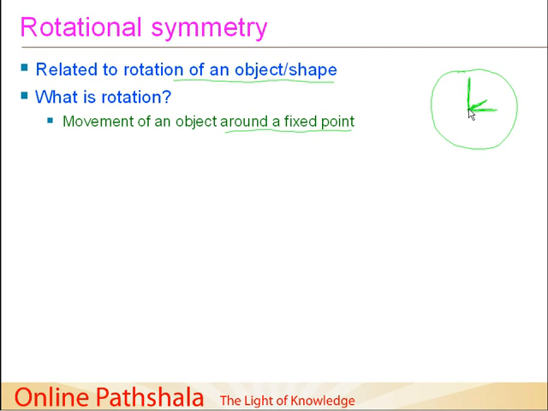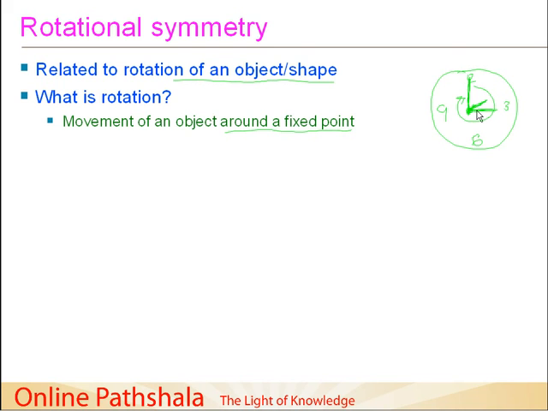Now what is happening, all these three hands of the clock are rotating along this fixed point. You see, they rotate in this direction, the seconds hand will move in this direction, and so on. They rotate along this fixed point, and let me write the numbers here: 12, 3, 6, 9, around the fixed point.